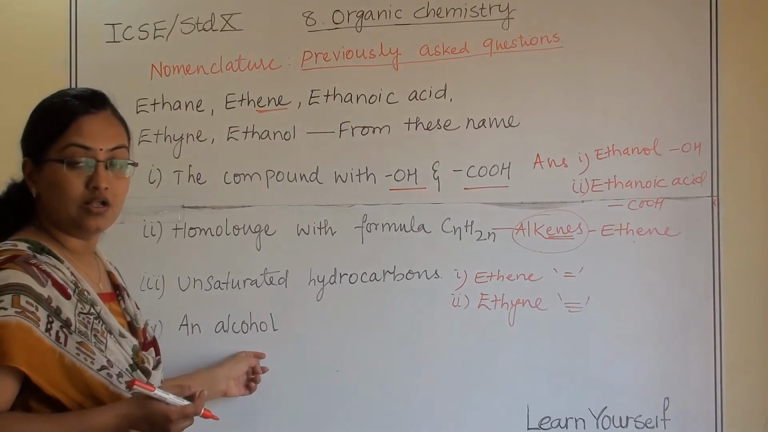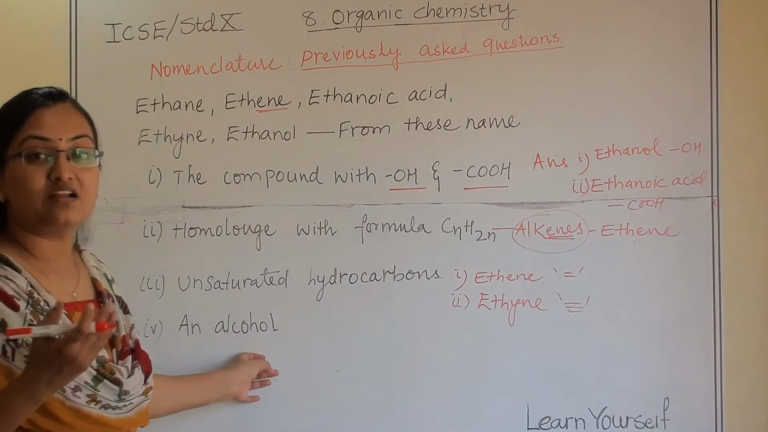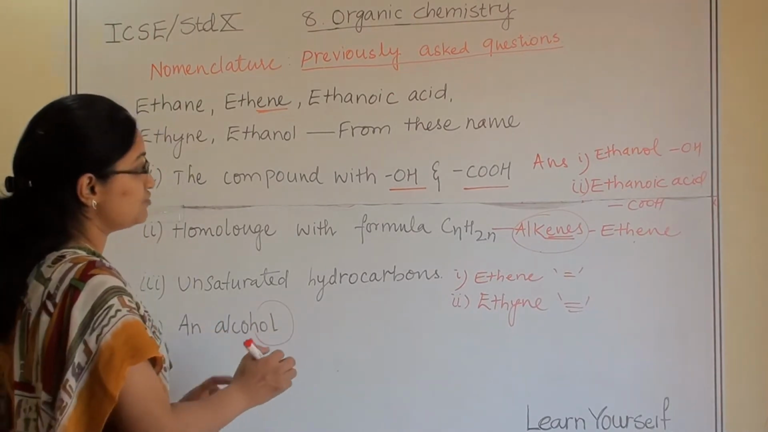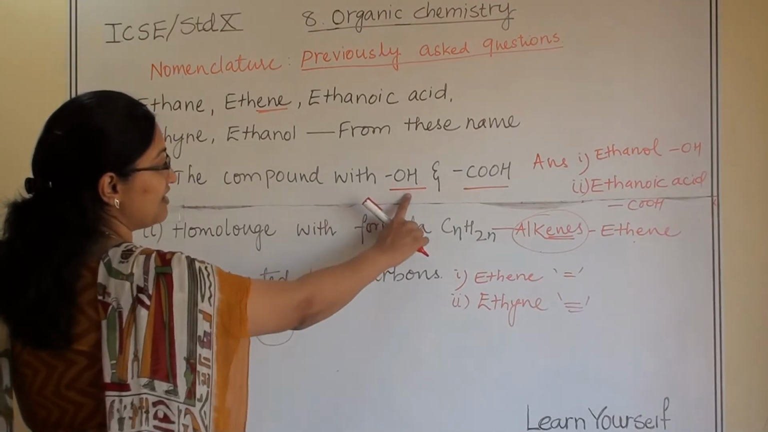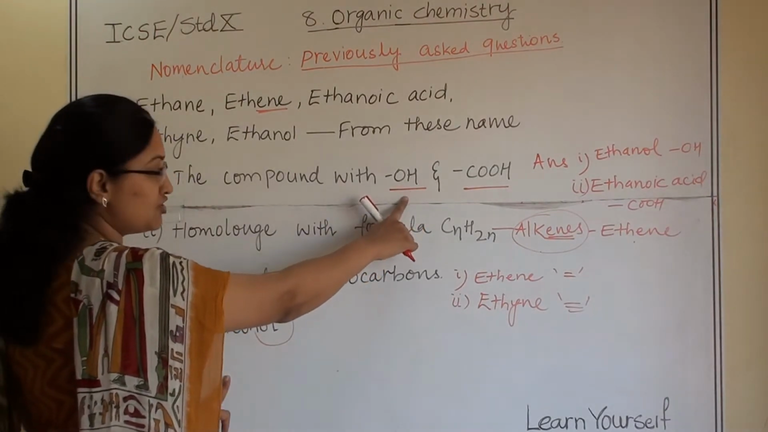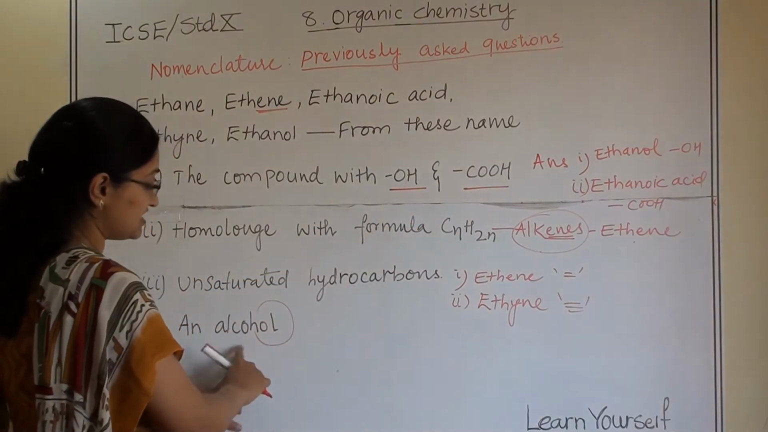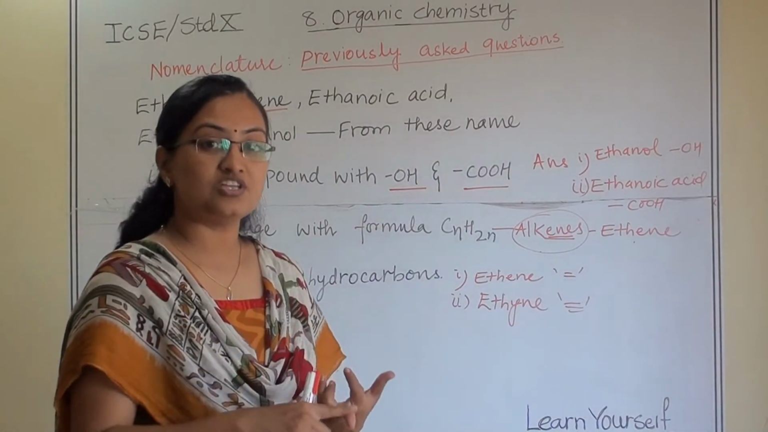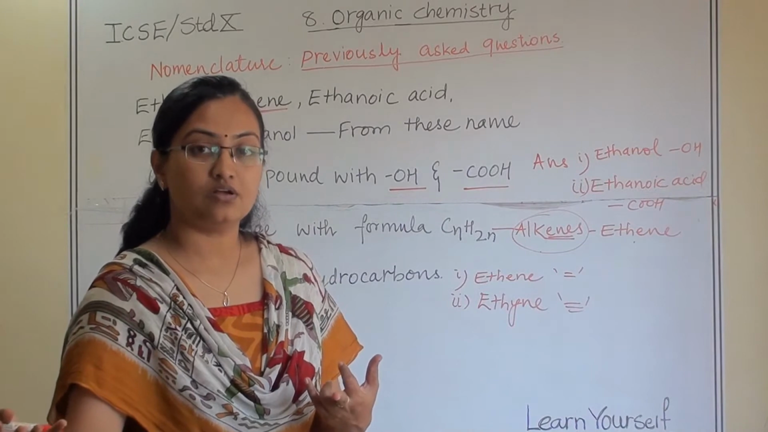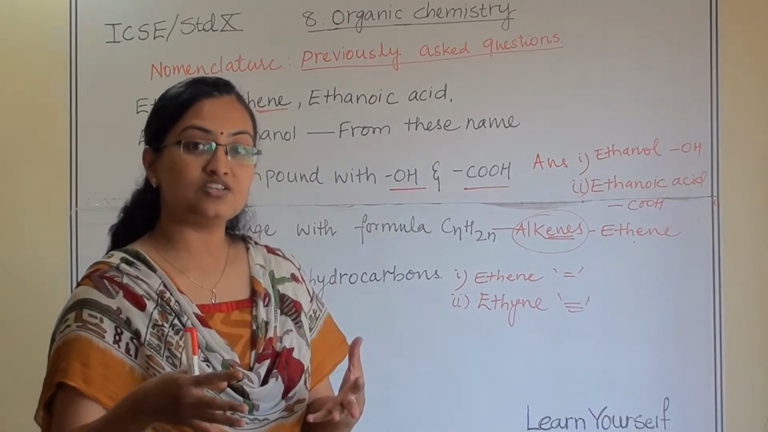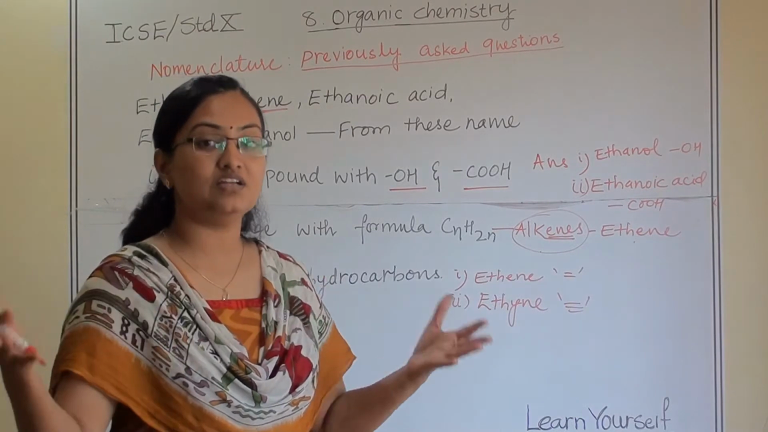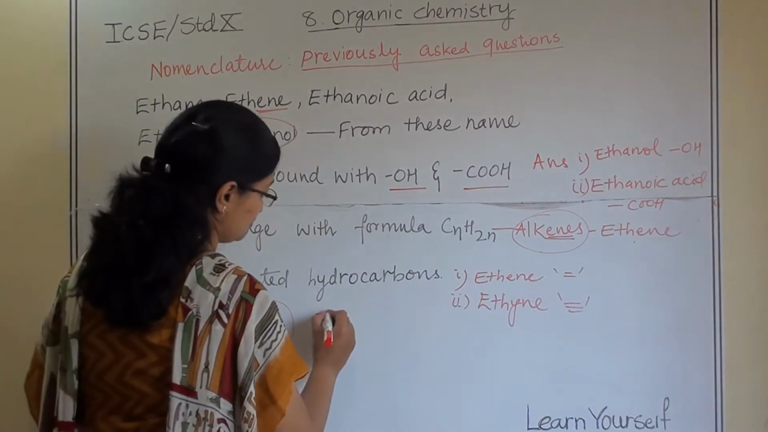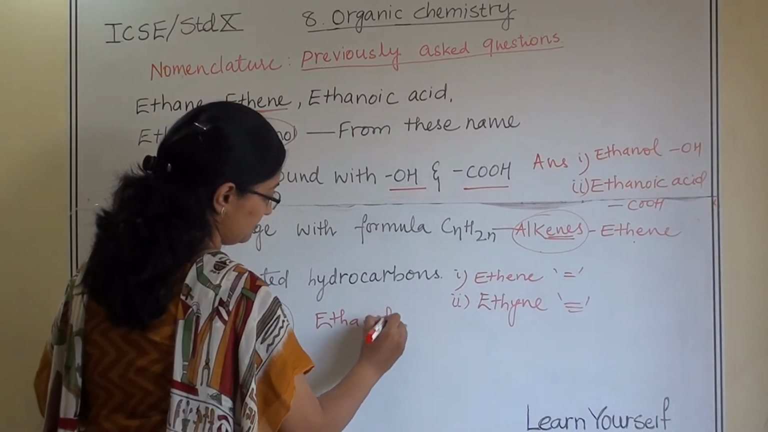And alcohol. What are the alcohols? They contain the OH group and the suffix will be OL. Here they have asked about the name rather than the functional group, so it is important that you know that OH is alcohol and the suffix OL will come. Carboxylic acid is COOH and the suffix oic acid will come. Every detail you should remember. So an alcohol, that is ethanol. The answer will be ethanol.